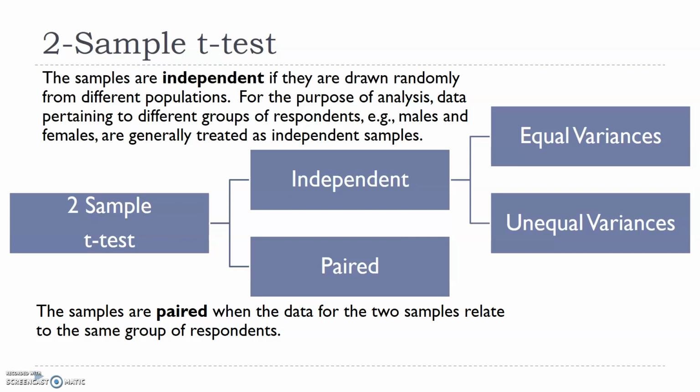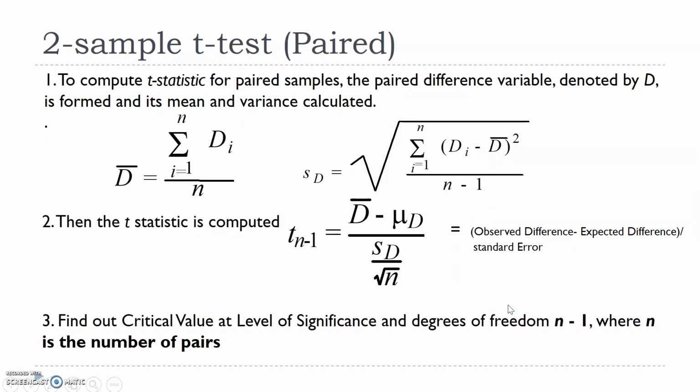I hope it will be a little bit clearer when we get into an example. So in this video, basically I'll discuss the paired one. This is simpler than the independent samples. So let's jump into the calculation part.